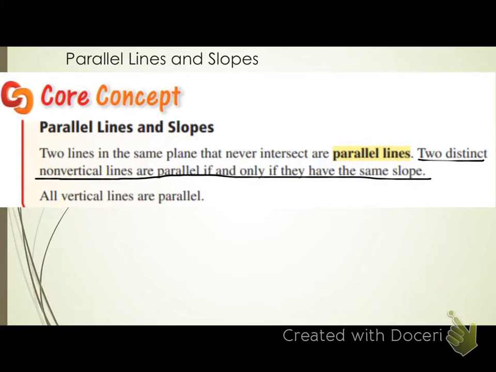Any questions about parallel lines and their slopes? Does that make sense? Parallel lines have the same slope. Lines that have the same slope are parallel. Not too bad, right? Can I move on, or are we still writing? All right, moving on.